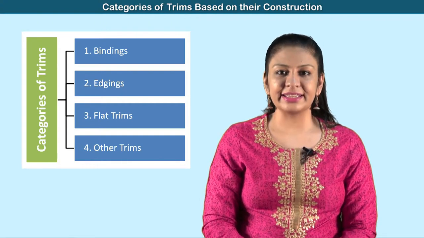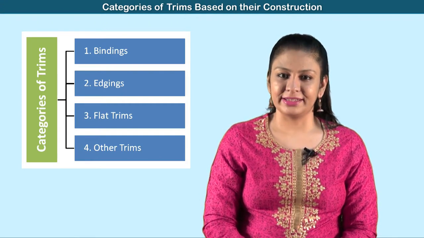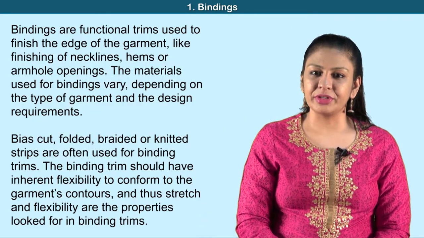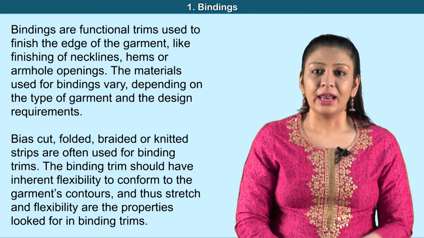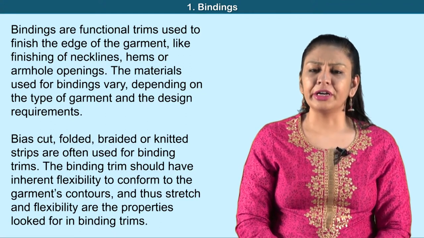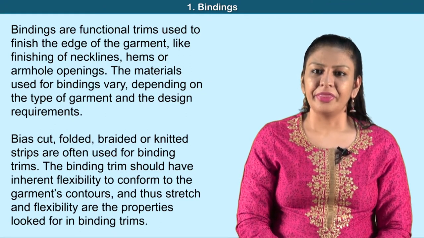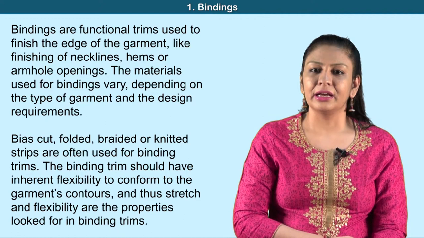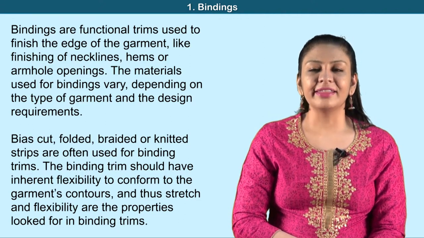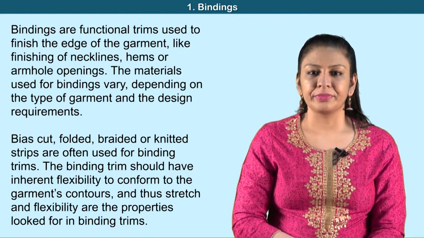The first category is that of bindings. Bindings are functional trims used to finish the edge of a garment, like finishing of a neckline or hem or an armhole opening. The materials used for binding vary depending upon the type of garment and the design requirements.